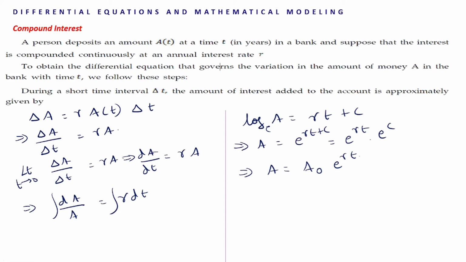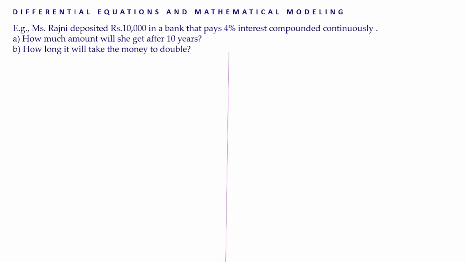Now we will understand this in a better way using an example. Ms. Rajini deposited rupees 10,000 in a bank that pays 4% interest compounded continuously. How much amount will she get after 10 years? How long will it take for the money to double?